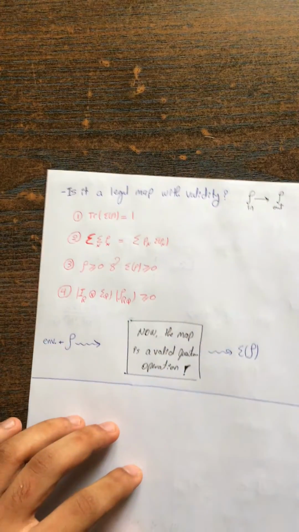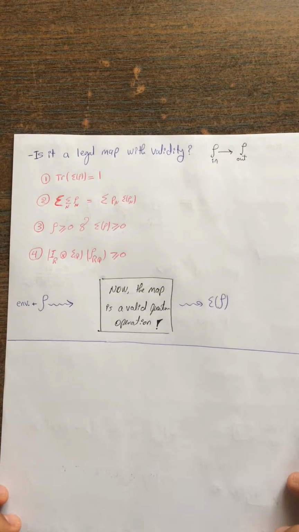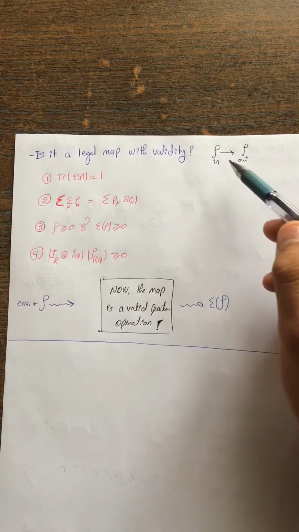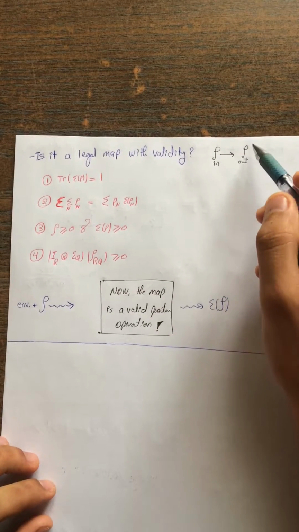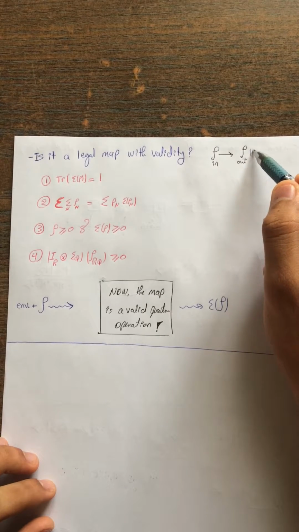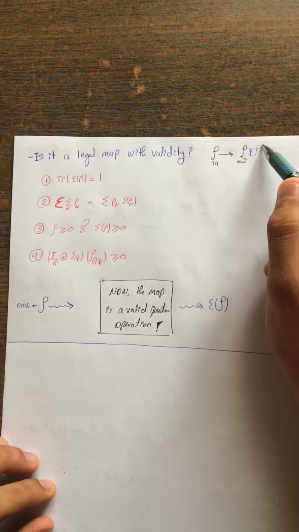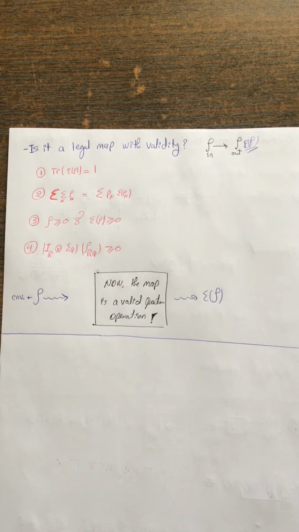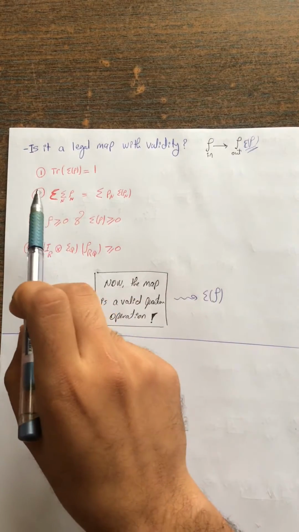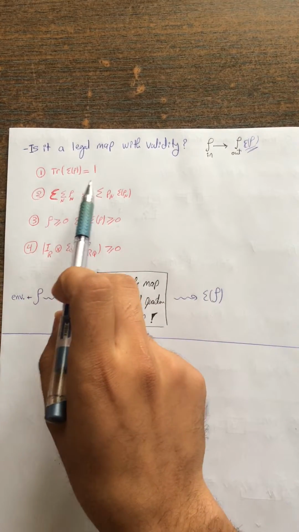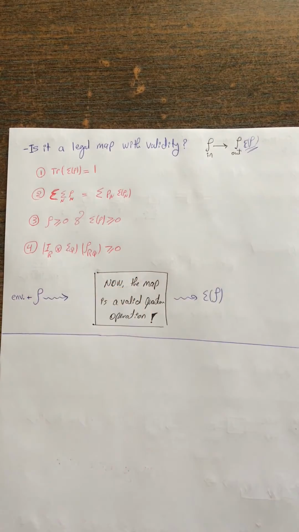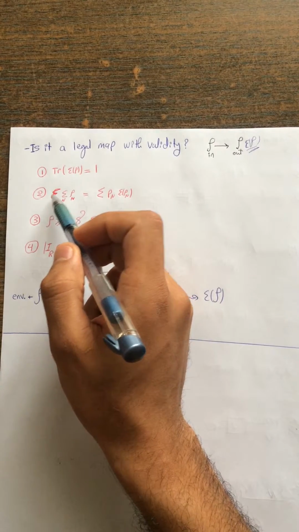So let's try to say something about the validity of the quantum operation here. The quantum operation here is a legal mapping of the input density matrix to the output density matrix. So this is actually E. It can be a legal one when you say the following. There are four important characteristics here. First, it is trace preserving, the trace is equal to 1. The trace of the output density matrix is equal to 1.